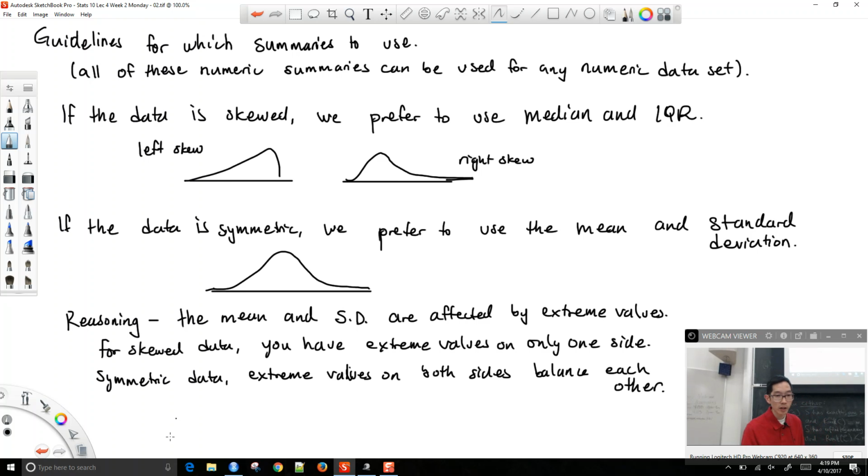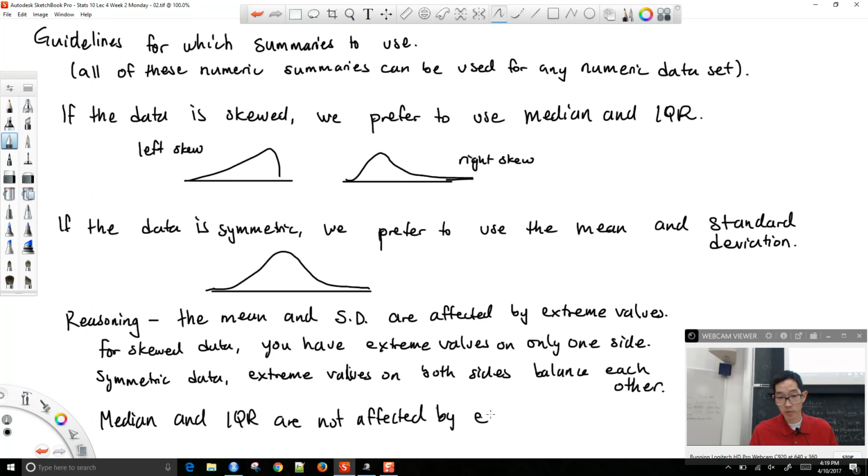Okay, and then as far as for the skewed data, the median and IQR are not affected by extreme values. However, again, all of these numeric summaries can be used for any numeric data set. So even if it's skewed, you can find the mean and standard deviation, and there's nothing wrong with that. And even if it's symmetric, you can find the median and IQR, and there's nothing wrong with that. It's just, these might be our preferences.